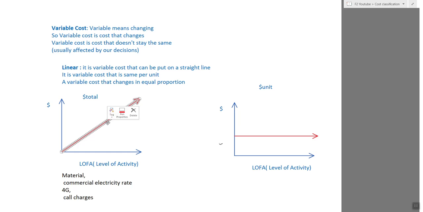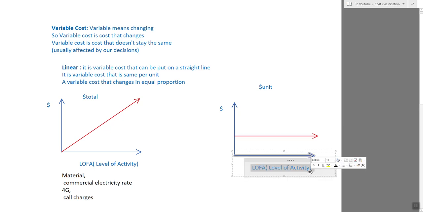So whenever you're buying material, for example, per unit is $5. If you buy 2 units, it is $10. If you buy 3 units, it is $15. If you buy 4 units, it is $20. If you take 20 divided by 4, it becomes 5. So per unit is always the same, like in this graph. So that means a linear variable cost per unit is just like a fixed cost. A linear variable cost doesn't change per unit. No matter how many units are produced or sold, per unit is always going to be the same.